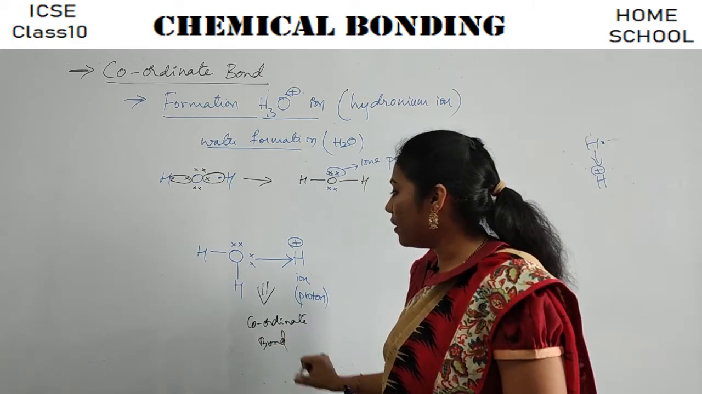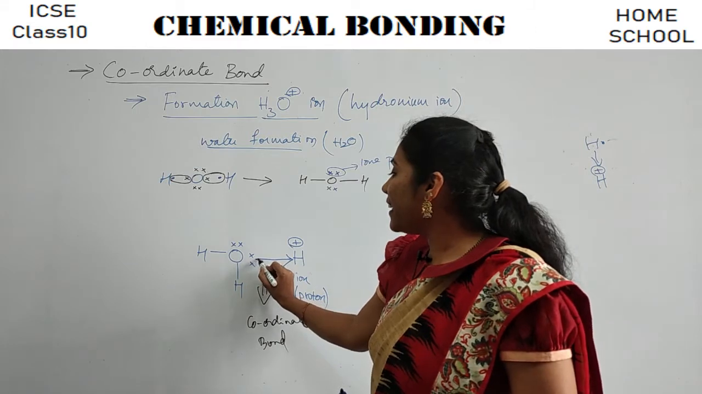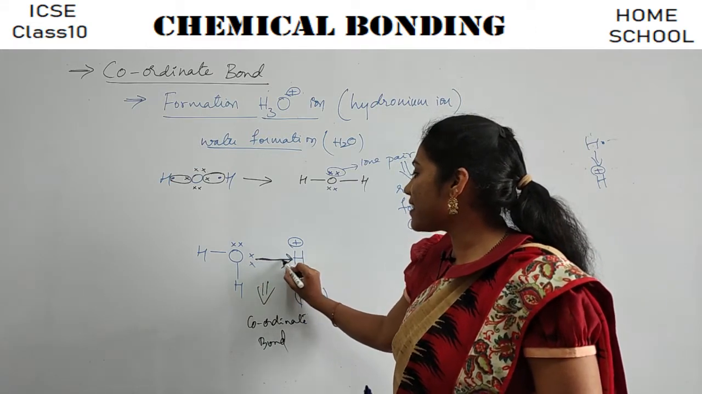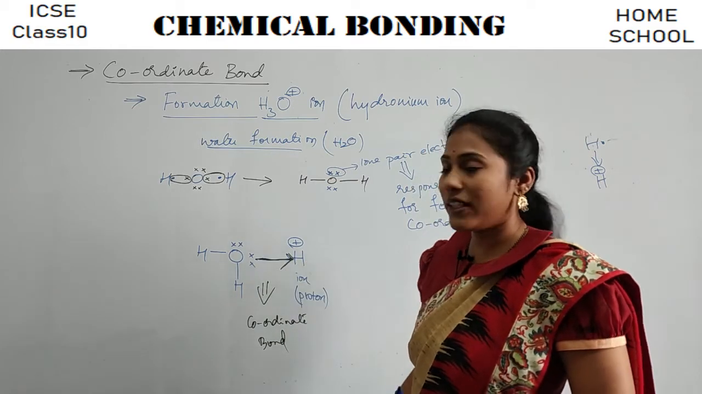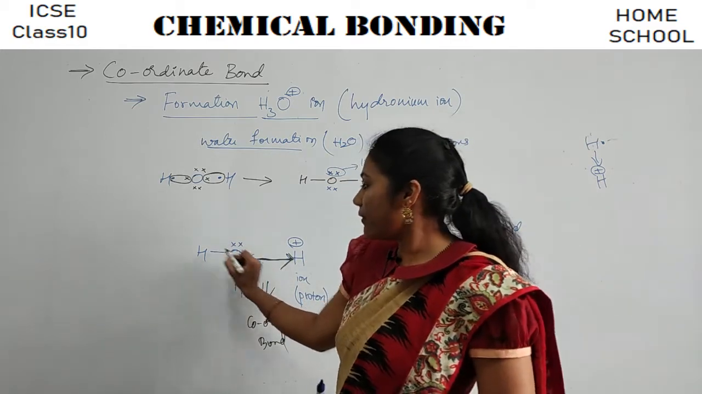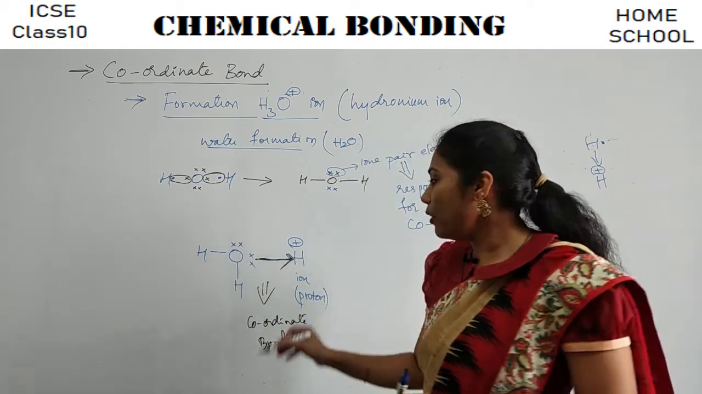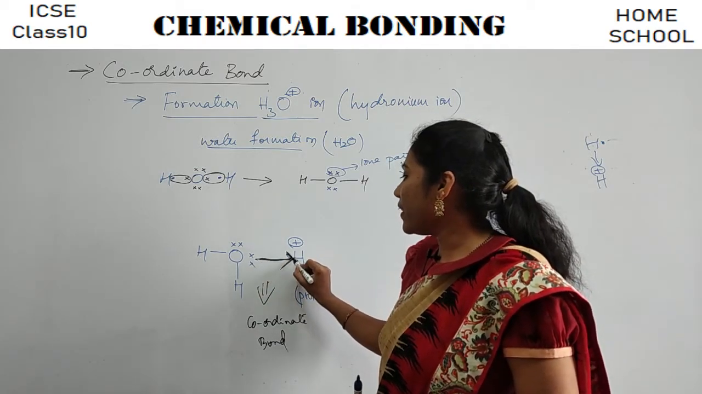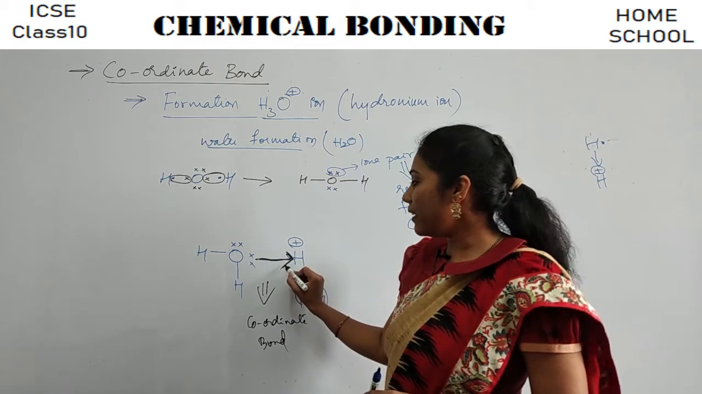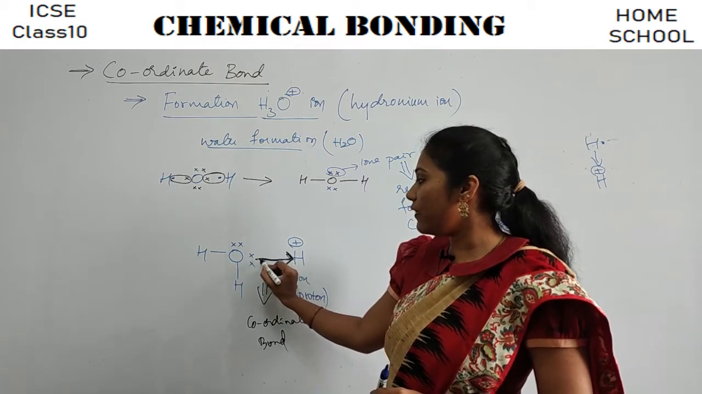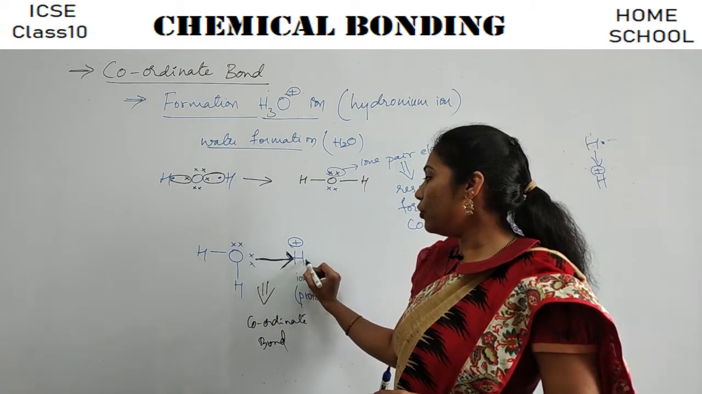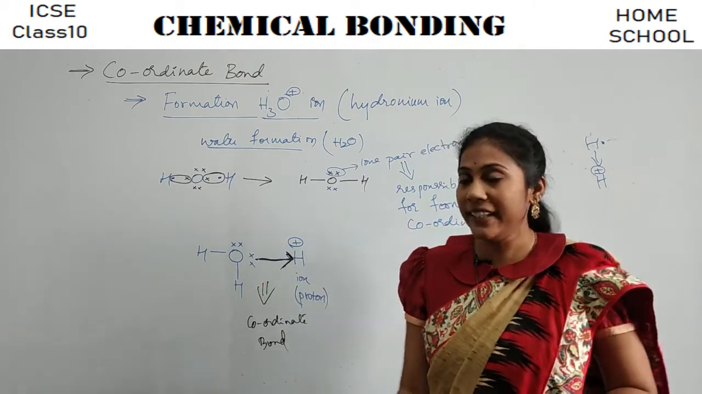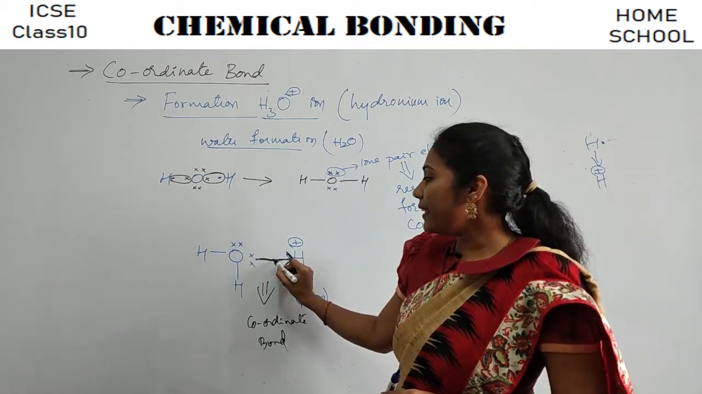Coordinate bonding. A coordinate bond is always represented with the help of this type of arrow mark. A covalent bond means we put one hyphen, yes or no, but a coordinate bond is always represented with one arrow mark. The arrow mark has to be shown always from the lone pair to the positive ion, right? What does this arrow mark indicate?